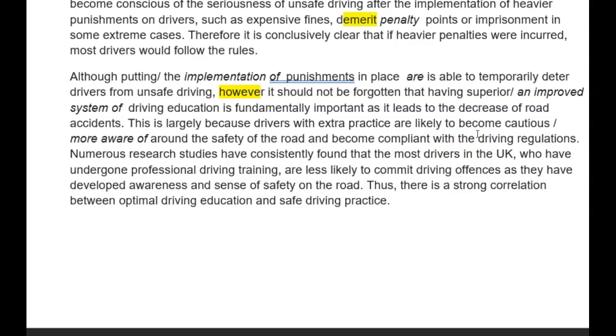Numerous research studies have consistently found that most drivers in the UK who have undergone professional driving training are less likely to commit driving offences as they have developed awareness and sense of safety on the road. Okay, so if you're going to have safety on the road here, definitely put road safety there, then you're not repeating those same phrases. Thus, there's a strong correlation between optimal driving education and safe driving practice. This is really, really good. I mean, seriously good. I'm very impressed.